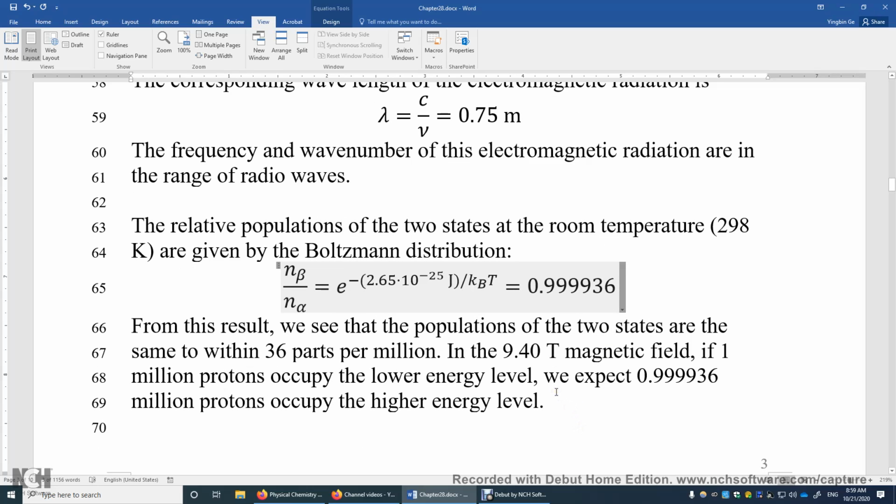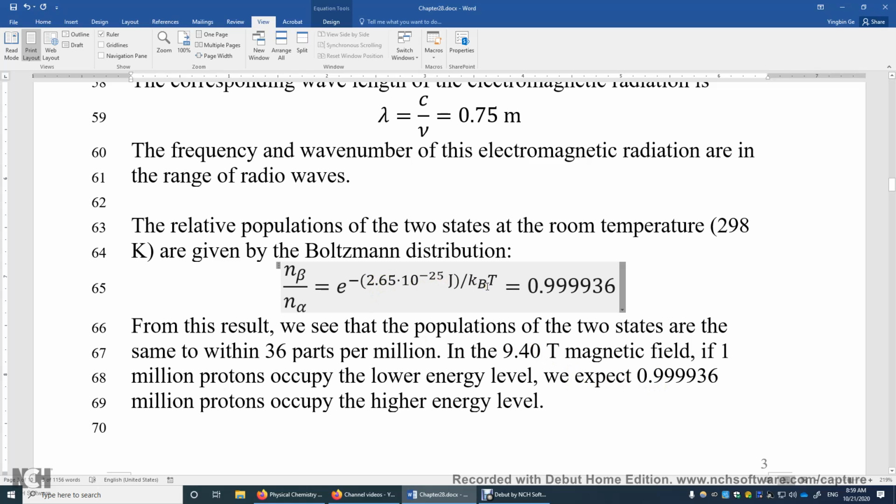So that means if you put many hydrogen protons in the external magnetic field of 9.4 Tesla, and you count the number of protons in the lower energy level, and you find there are 1 million protons that occupy the lower energy level, then there's 0.999936 million protons that occupy the higher energy level. Well, there's not much difference because it's just because this energy spacing is so small.